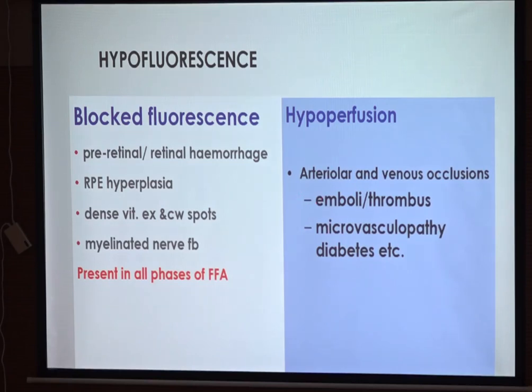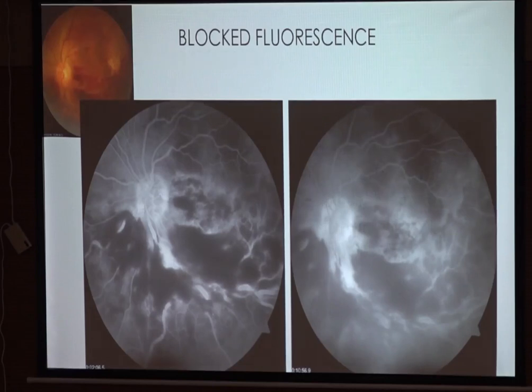I would just show you examples. If you look at this, this is the early frame. You are seeing a hypofluorescent lesion which is inferior to the disc, and along the vessel, it is in fact blocking the vessel also at places, and this is persisting in late phases. So this is blocked fluorescence due to hemorrhage.